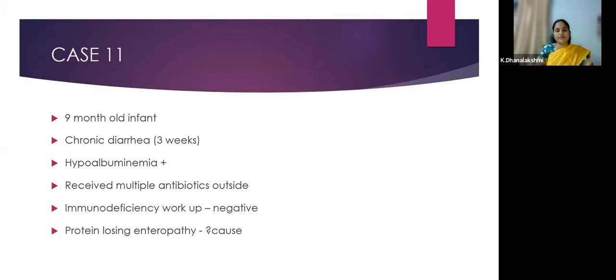So GE panel, coming to a 9-month-old infant, chronic diarrhea for 3 weeks duration. On examination, the child has minimal edema. Albumin is low, around 3.8. This child received multiple antibiotics for diarrhea. So we did an immunodeficiency workup, which was negative. So we made a clinical diagnosis of protein-losing enteropathy. Since this infant received multiple antibiotics outside, we make a possible diagnosis of Clostridium difficile infection.